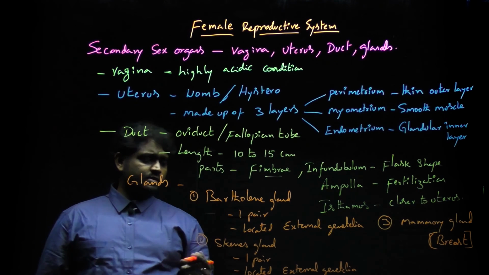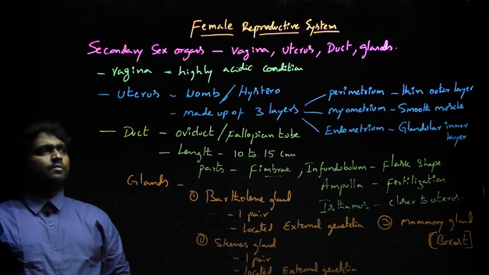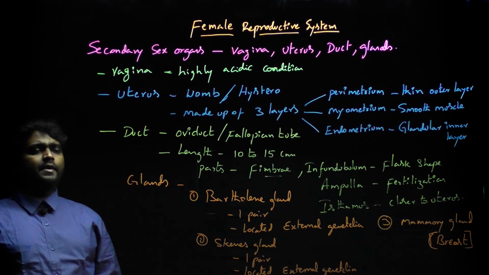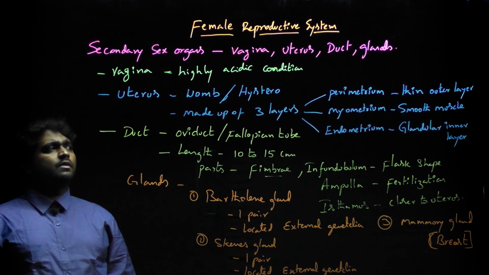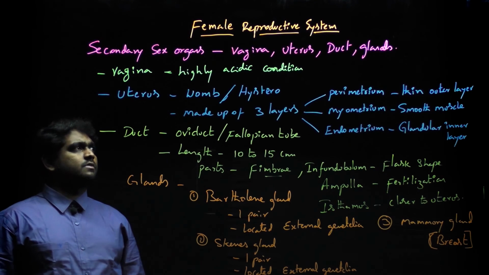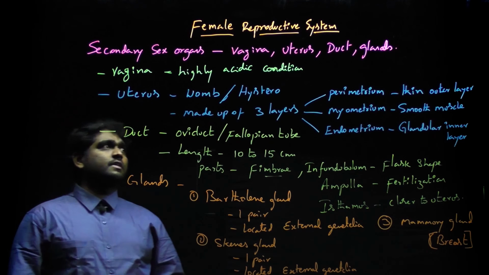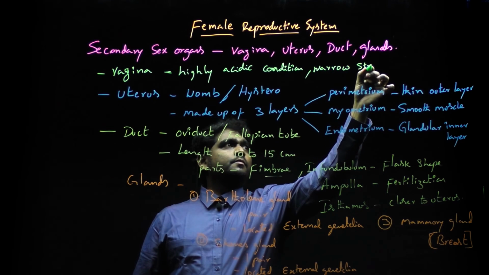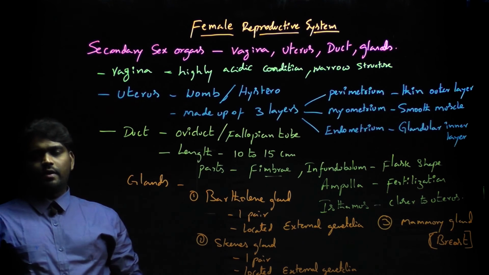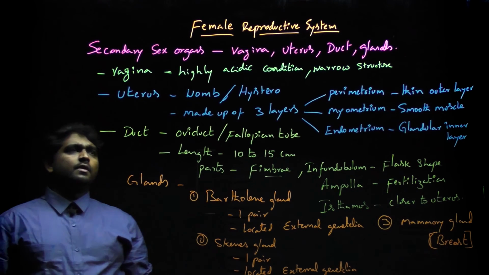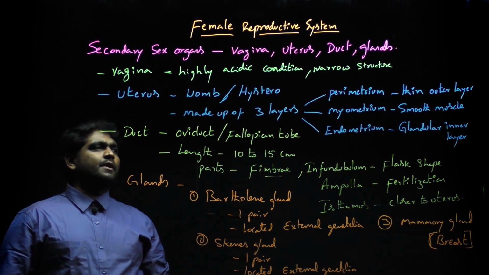After the secondary sex organs, the final one is the external genitalia, the vulva. But in this video we describe the complete secondary sex organs: the vagina, uterus, some ducts and also glands. The vagina is a highly acidic, narrow structure which opens to the uterus. The uterus is the most important one, where embryos develop. The uterus is the womb, also called hystero. It is made up of 3 layers.